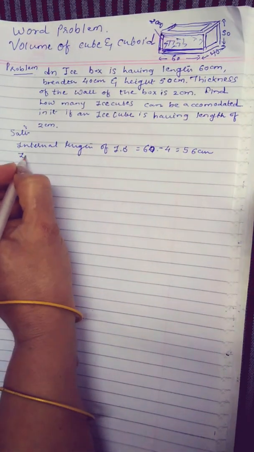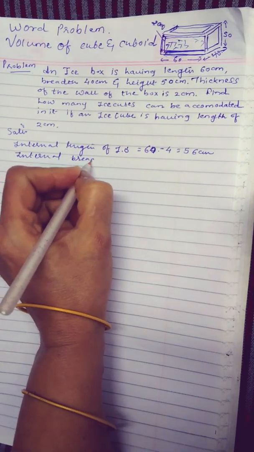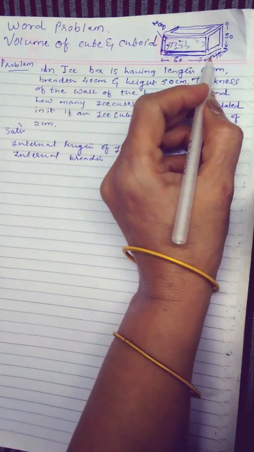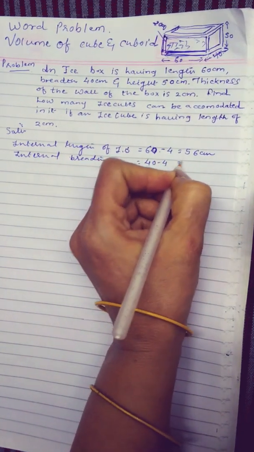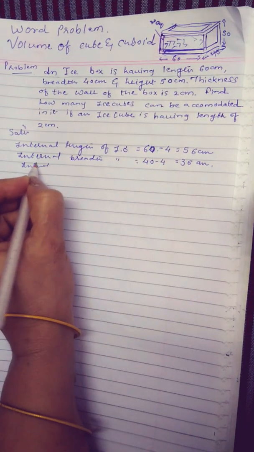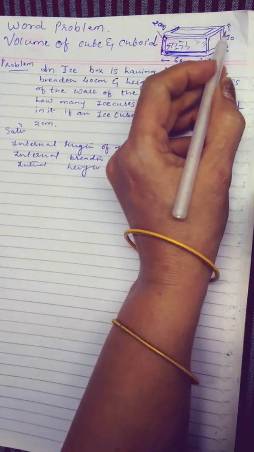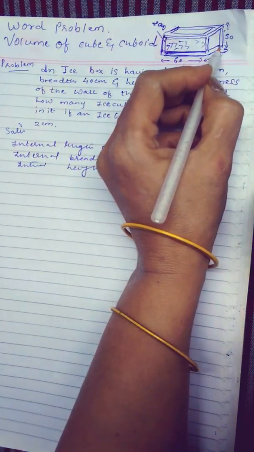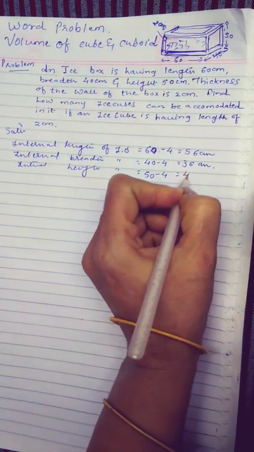Then after length, you find out the internal breadth of the ice box. This is the breadth. Internal breadth is 40 minus 2 minus 2. So 40 minus 4 is equal to 36 centimeter. Then you find out the internal height of the ice box. What is the height given? Height given is 50. 50 minus 2 centimeter, 2 centimeter. So 50 minus 4 is equal to 46 centimeter.